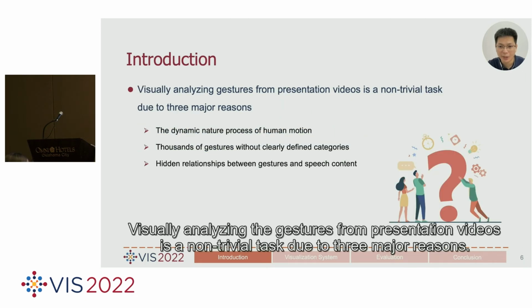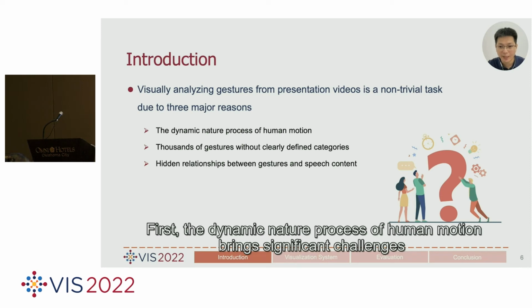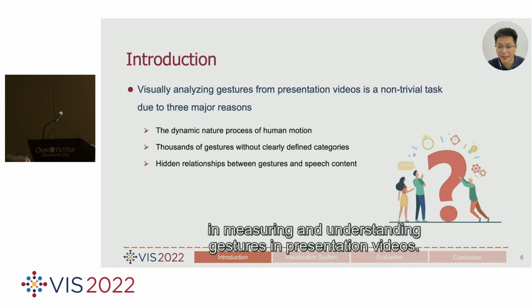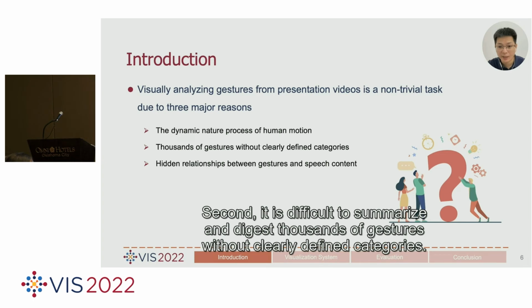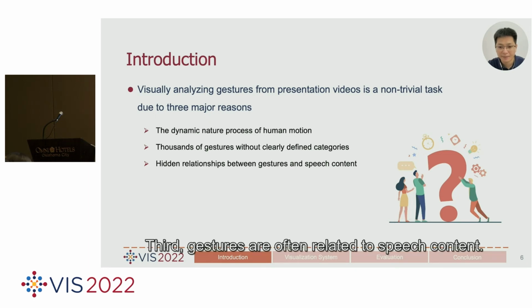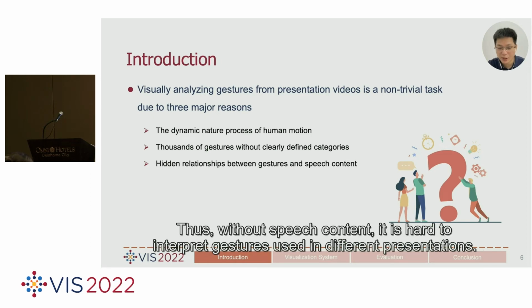Visually analyzing the gestures from presentation videos is a non-trivial task due to three major reasons. First, the dynamic process of human motion brings significant challenges in measuring and understanding gestures in presentation videos. Second, it's difficult to summarize and digest thousands of gestures without clearly defined categories. Third, gestures are often related to speech content. Thus, without speech content, it's hard to interpret gestures used in different presentations.